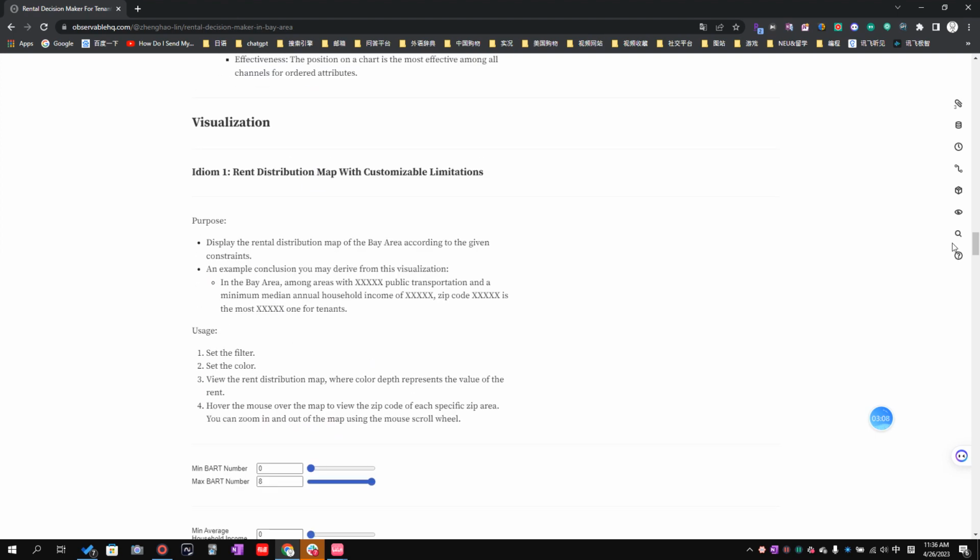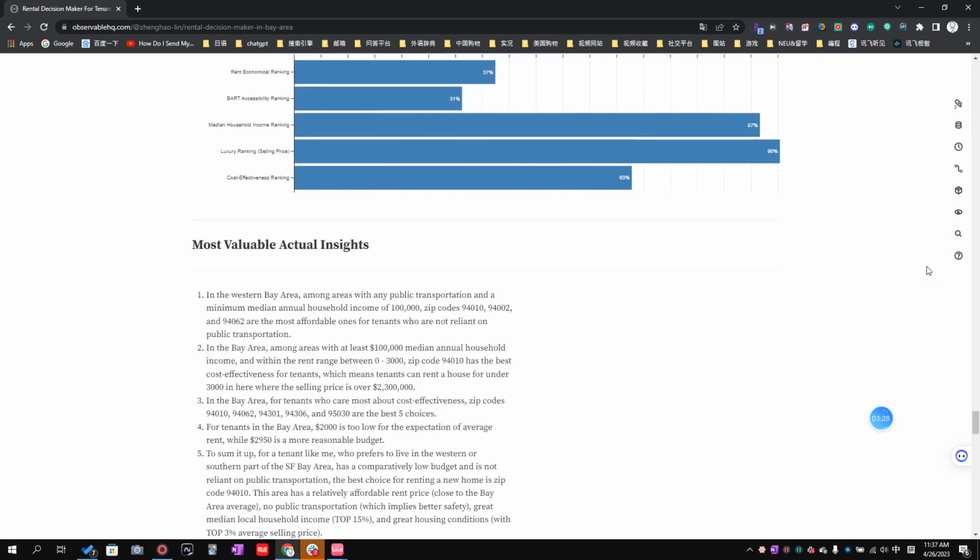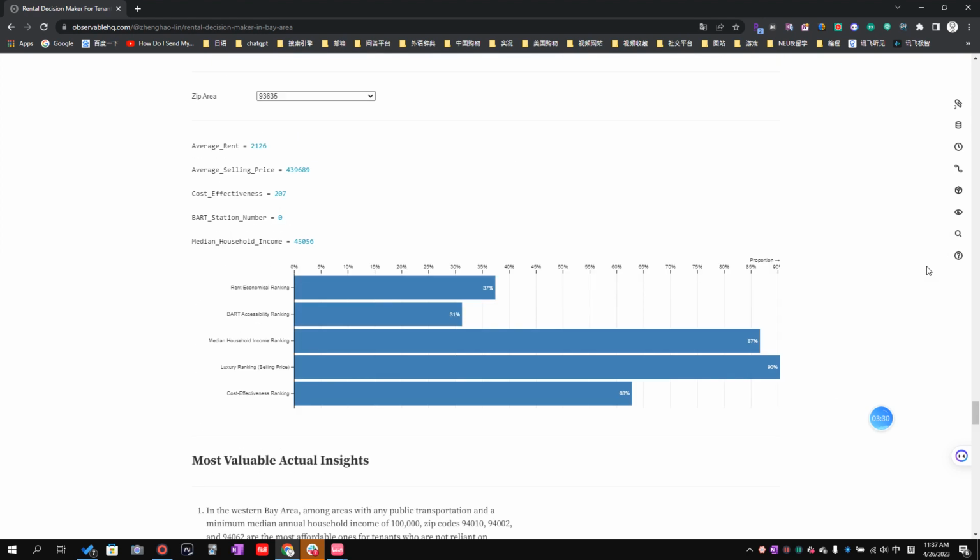And I will show you how I derive the final conclusion step by step. I have five visualizations in total. The first three are map distribution visualizations, the fourth one is a pie chart, and the last one is a bar chart. Each of them has its own functionality.